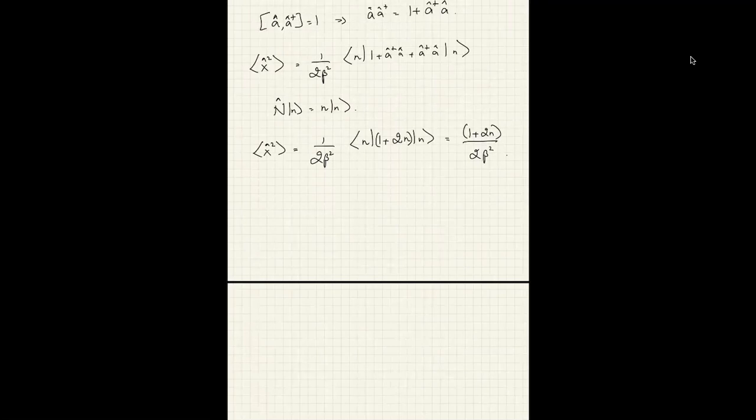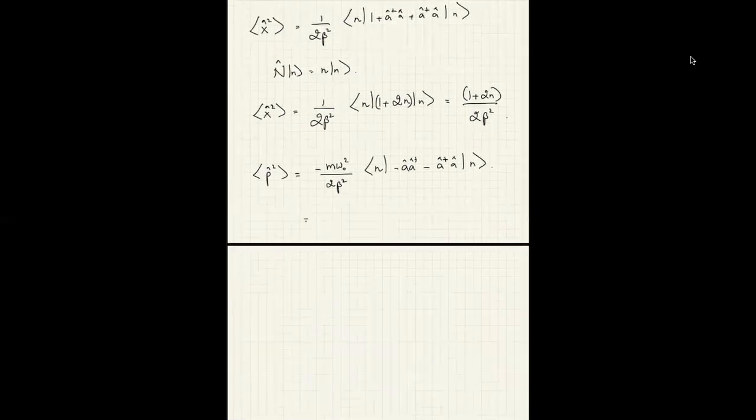The p square expectation value can be done similarly. P square would be minus m omega 0 square over 2 beta square times the expectation value of n, a minus a dagger, squared. Remember, this is a minus a dagger. Again, the a square and a dagger square will not contribute. So you will have minus a a dagger minus a dagger a acting on n. And I can take the minus outside, which cancels with the minus here. So this is again equal to m omega 0 square over 2 beta square times 1 plus 2n.